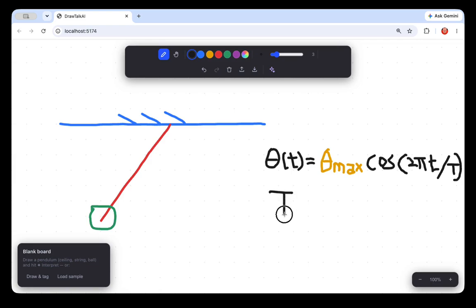T will be 2 pi square root L over gravity. Okay, now let's have the system interpret this result.